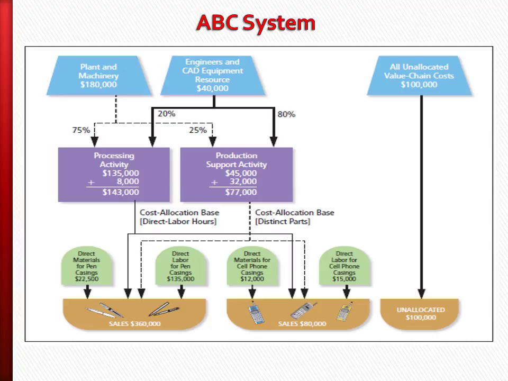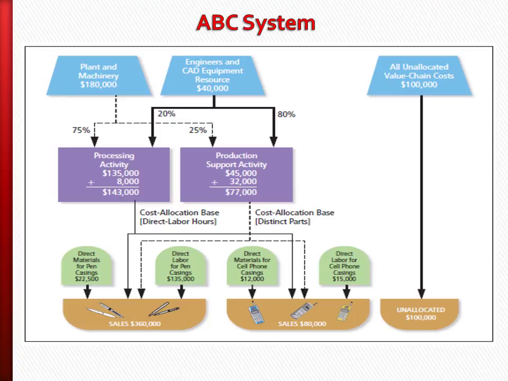On the other hand, engineers and their equipment, most of their time was spent on production support activities. So this has to do with tinkering with the designs that are used in producing pen casings, tinkering with the designs used in cell phone casings. That's 80% of their time. Therefore, 80% of the cost is assigned to the production support activity.